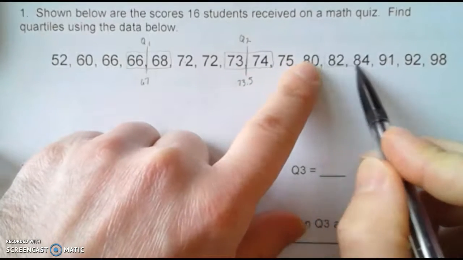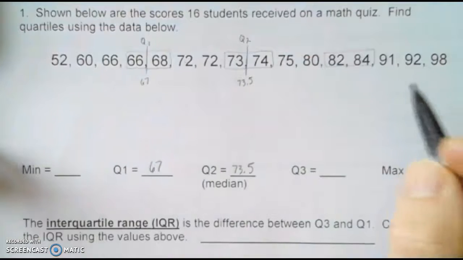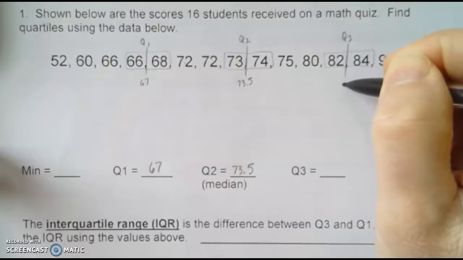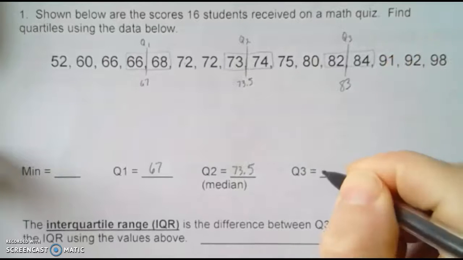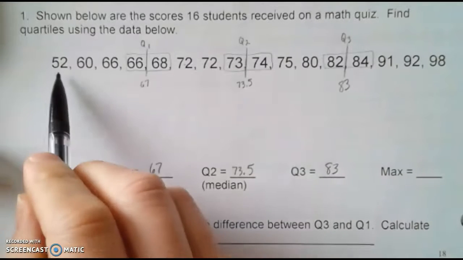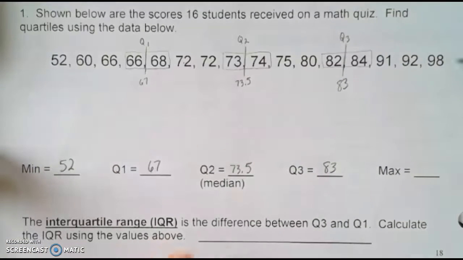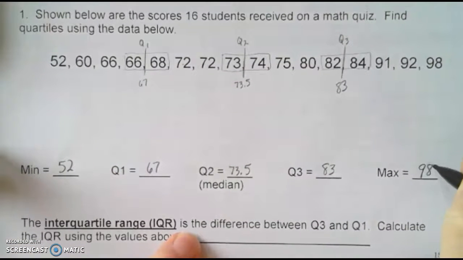In this case, it's 82 and 84. And if you average 82 and 84, this value right here, Q3, is going to be 83. 83 is the third quartile. The last thing that I need are the minimum and maximum values. The minimum, the smallest number I can see right here, is 52. And the maximum here at the end I can see is 98.